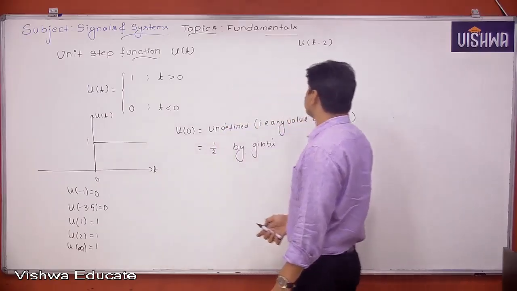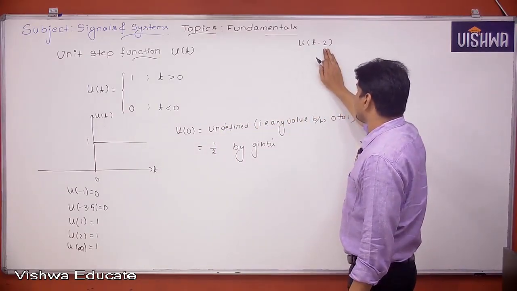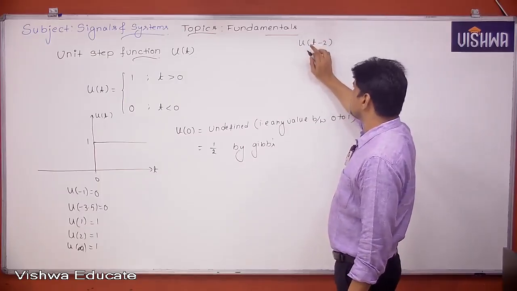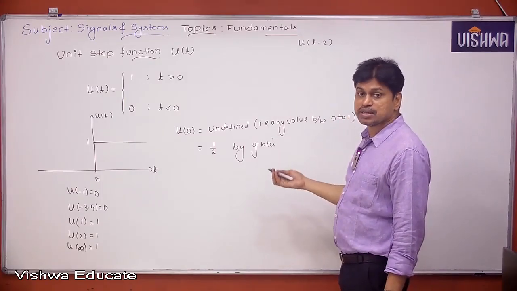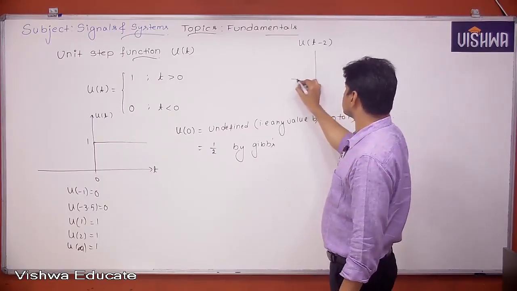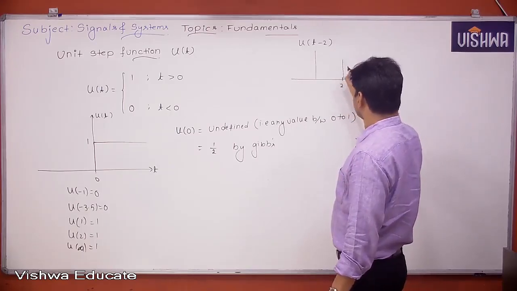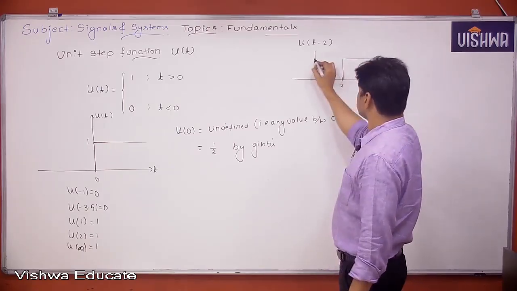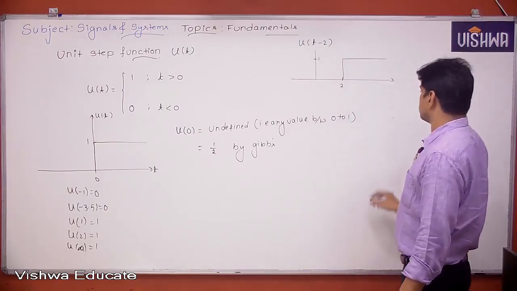So if I say the same thing for u of t minus 2, when the argument is positive, that means t minus 2 is greater than 0, that means t greater than 2, its value is 1. So how can we draw this? Up to 2, its value is 0. After 2, we have a jump. Its value is equal to 1. That's the meaning of u of t minus 2.